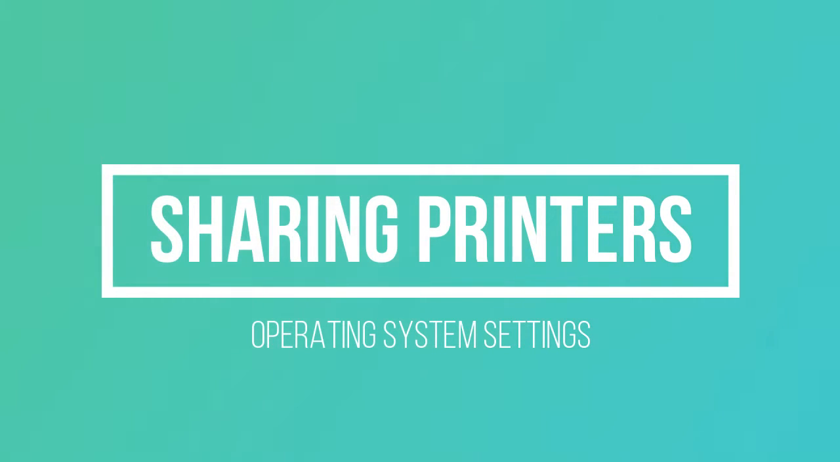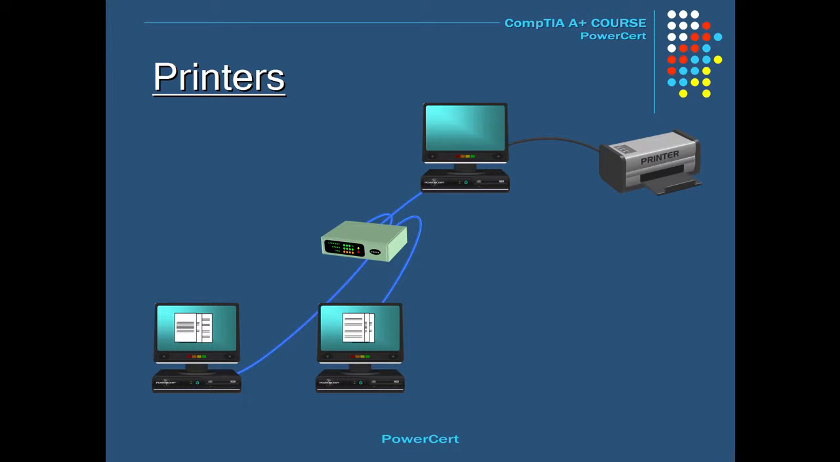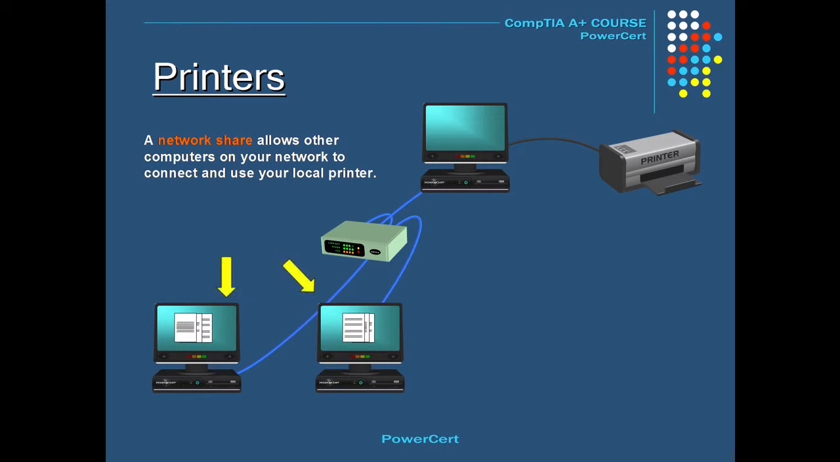Another method of connecting is through a network share. For example, you can allow other computers that are on your network to connect to your local printer by sharing your printer over the network. So after the printer share setup is complete, the other computers can now print to the printer that is connected to your computer.